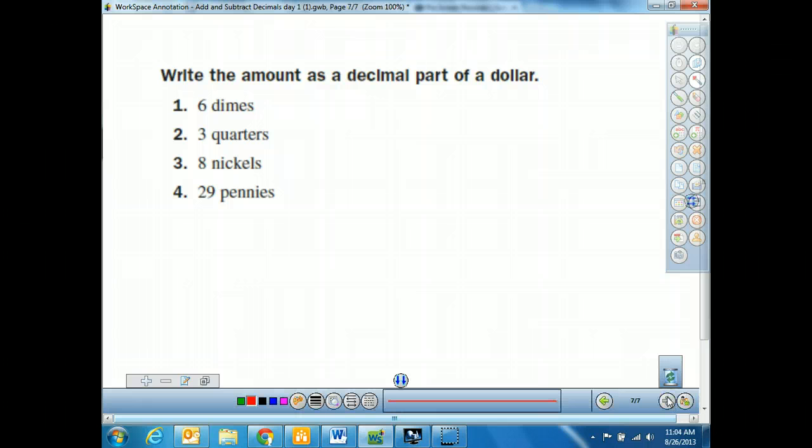Here's the last part we're going to do. Write the amount as a decimal part of a dollar. The great thing about a dollar is just like our manipulatives. A whole dollar is like a 1. Our dimes are like tenths, and our pennies are like hundredths. So when we want to figure out the decimal part of a dollar, if I have 6 dimes, I have 6 tenths, 6 of the long, skinny manipulatives out of the whole. So 6 dimes would equal 0.6, 6/10 of that dollar bill. I want you to figure out what 3 quarters, 8 nickels, and 29 pennies are, and we'll discuss this as a class.